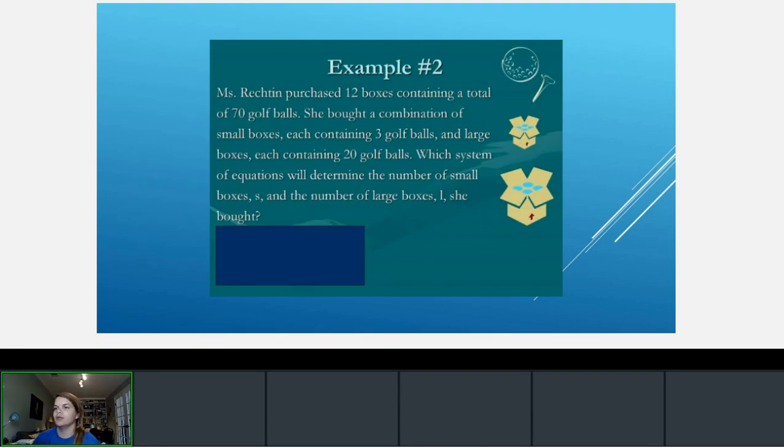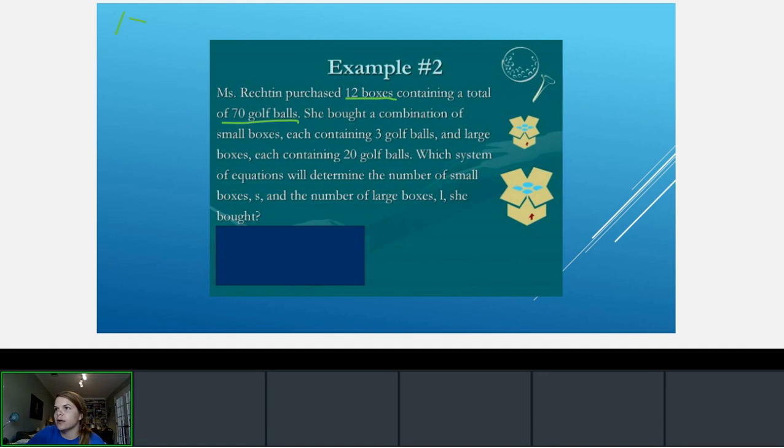All right, example 2. Ms. Recton purchased 12 boxes containing a total of 70 golf balls. That's going to be important. Okay, total balls, 70, 12 boxes. She bought a combination of small boxes, each containing 3 golf balls, and large boxes, which contained 20 golf balls. Write a system of equations that will determine the number of small boxes, S, and large boxes, L, that she bought.